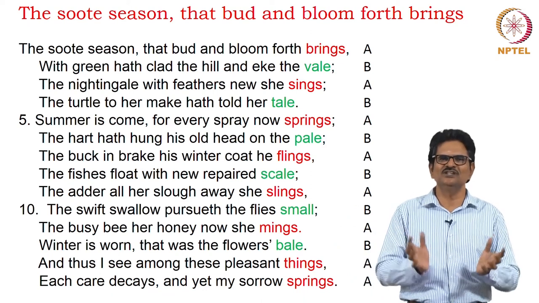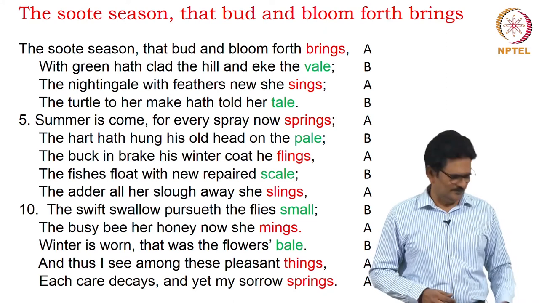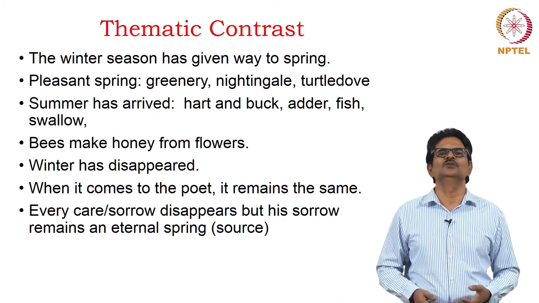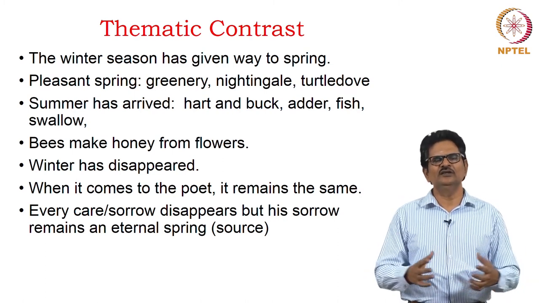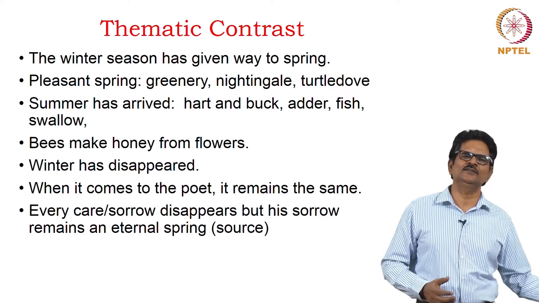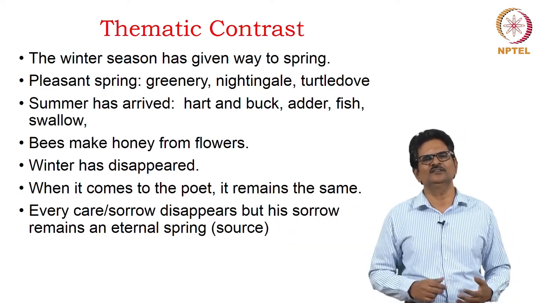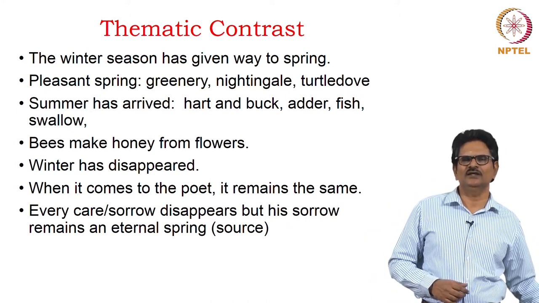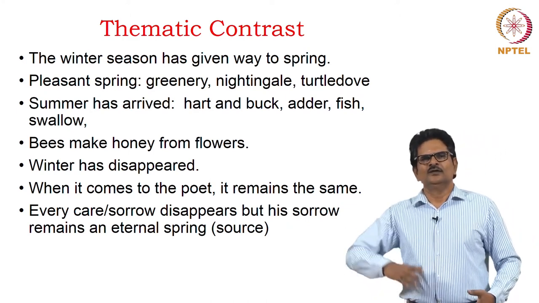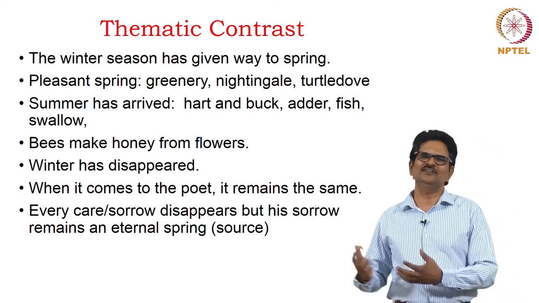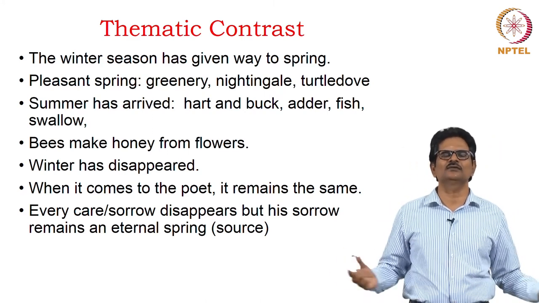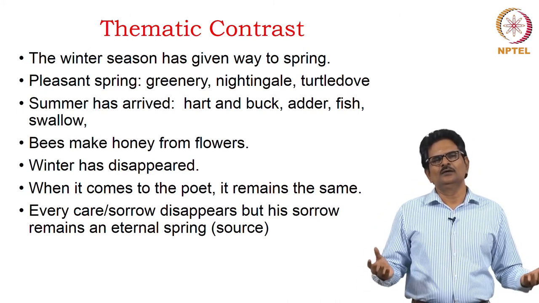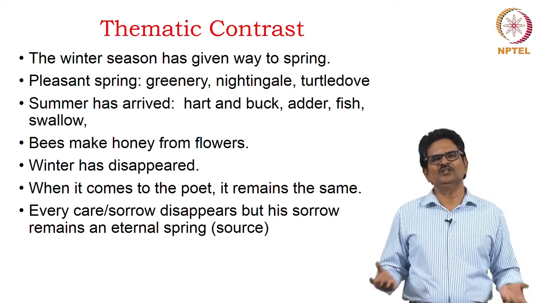There is some beauty in this poem, we will see. As we look into the thematic contrast in this poem, we can see contrast between two seasons, winter and spring, and then the summer season. Winter is associated with sadness, suffering and things like that. Spring gives a pleasant feeling. So, these two seasons are contrasted, and these two seasons share something with the poet.